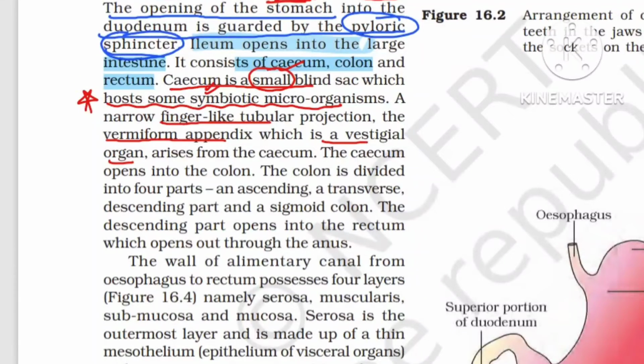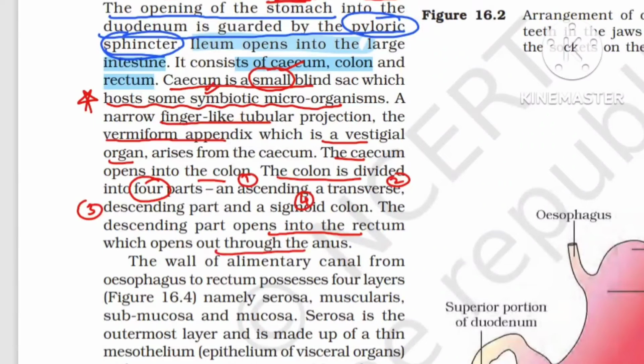Clear, beta? Now, cecum will open into the colon, but the colon is actually divided into 4 parts. Which 4 parts? Ascending colon, transverse colon, descending colon, and sigmoid colon. Now, finally, it will open into the rectum. The last part of the large intestine is the rectum, which opens out through the anus.